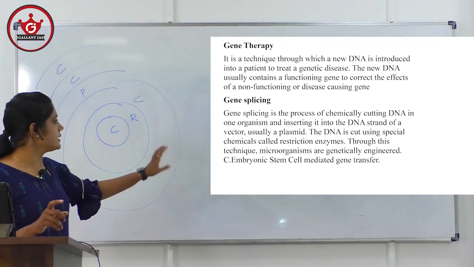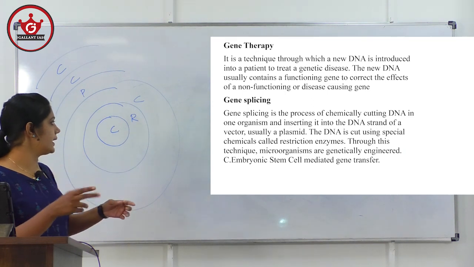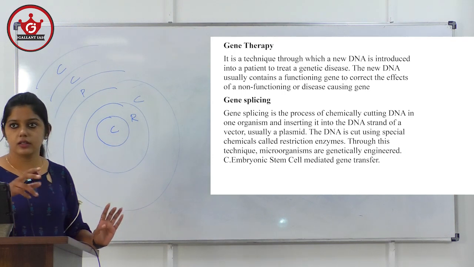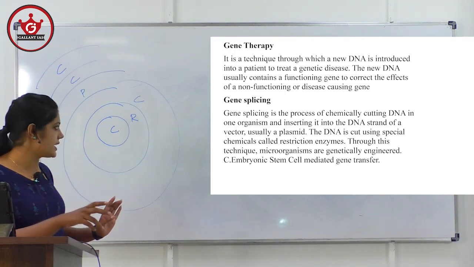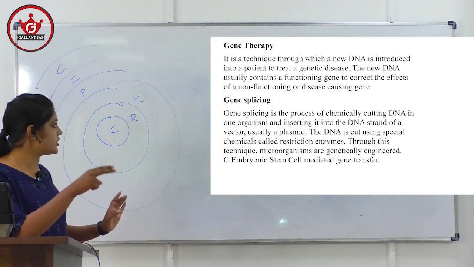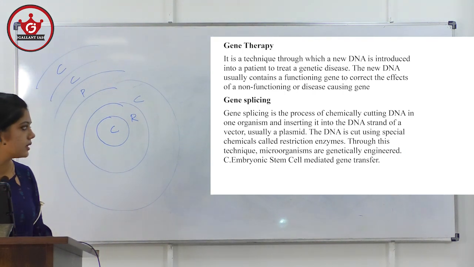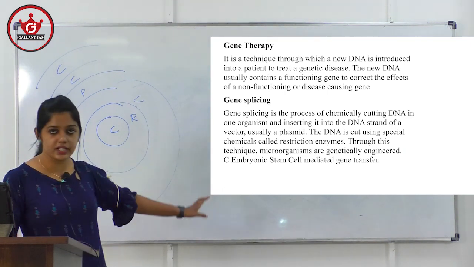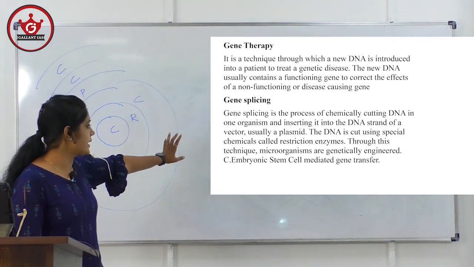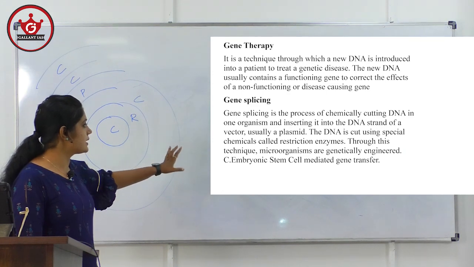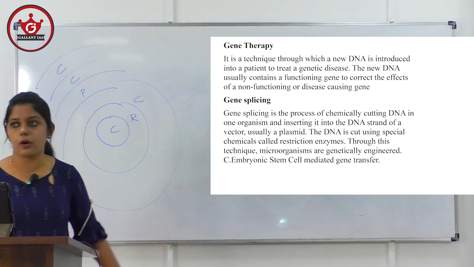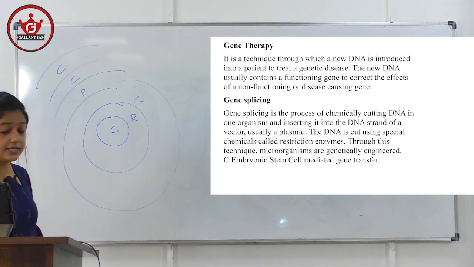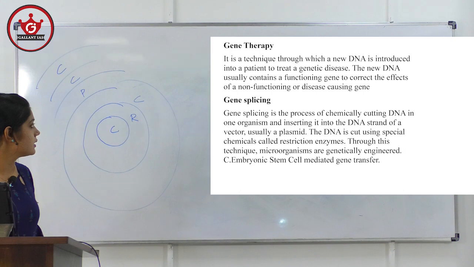Gene splicing is the process of chemically cutting DNA in one organism and inserting it into the DNA strand of a vector. That will usually be a plasmid. The DNA is cut using special chemicals called restriction enzymes. Through this technique, microorganisms are genetically engineered. These are genetic engineering tools: gene therapy, gene splicing, embryonic stem cell mediated gene transfer, etc. Gene therapy and gene splicing are literally important. Splicing, not slicing, it is splicing.